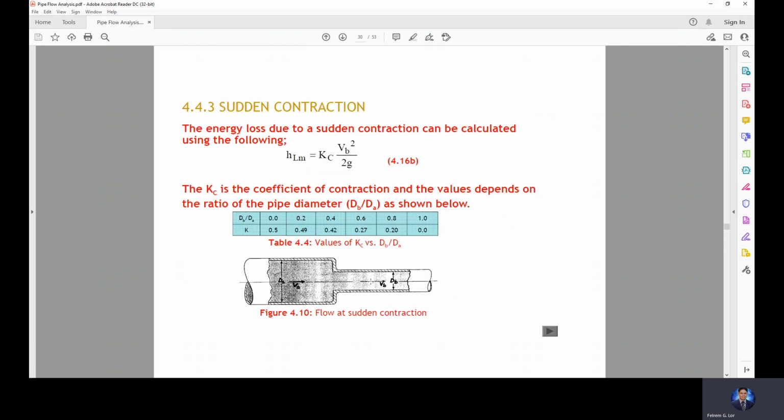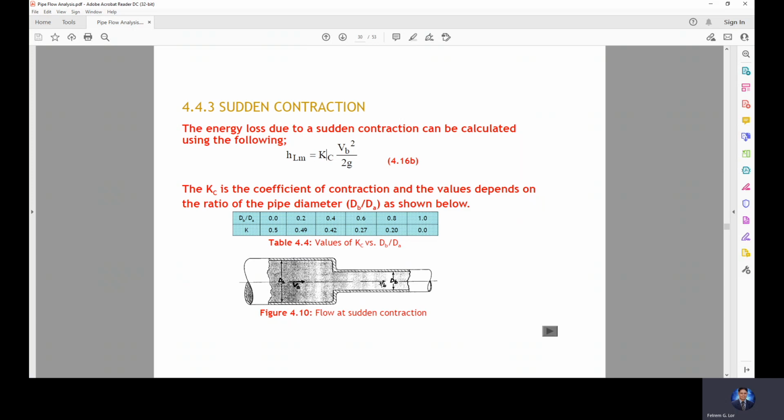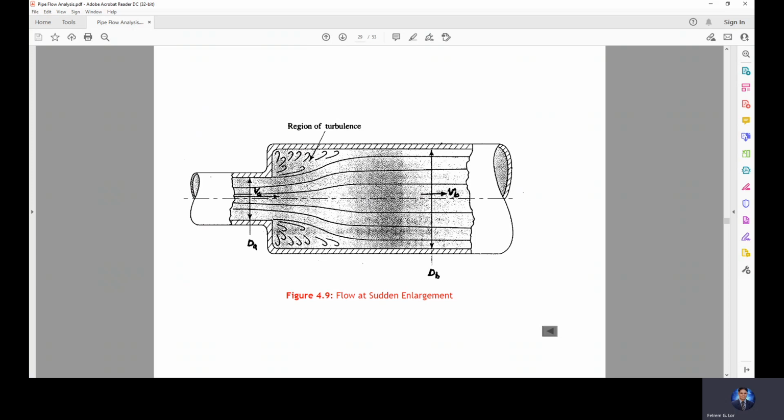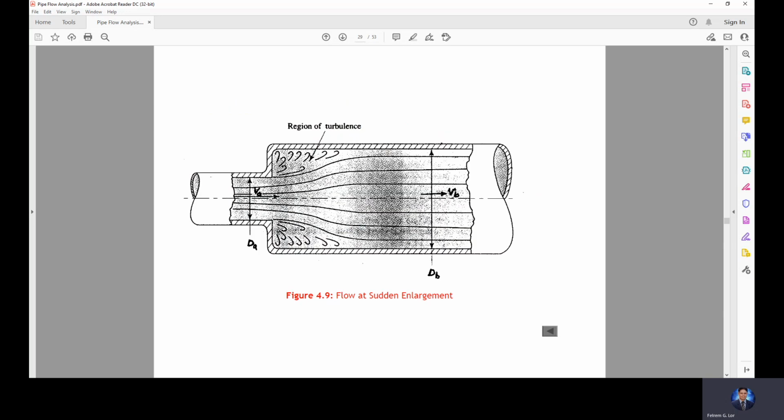Then the opposite of that is the contraction. Look at the table for dB over dA, and check which is A. Here A is larger and B is smaller. It uses the same value equation, just a different value of K. In this case, for contraction, A is larger and B is smaller. For enlargement, A is smaller and B is larger. A is the upstream, B is the downstream.